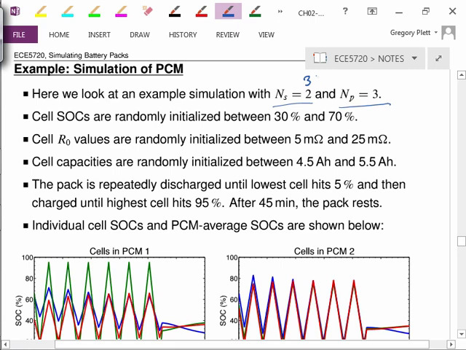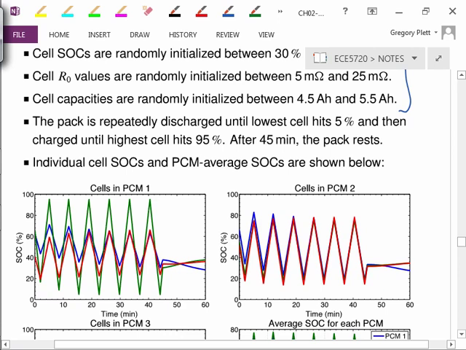In the simulation, the cell states of charge are randomly initialized between 30% and 70%. That would not be typical in an application. Usually they'd be much closer together than that, but here I just want to demonstrate some of the features of a PCM by saying, suppose somehow this pack was very unbalanced at the beginning of simulation, then what happens? The resistance values are randomly initialized between 5 milliohms and 25 milliohms. Cell capacities are initialized between 4.5 amp hours and 5.5 amp hours. So there's a lot of variability in the initial state and the parameter values of the pack.